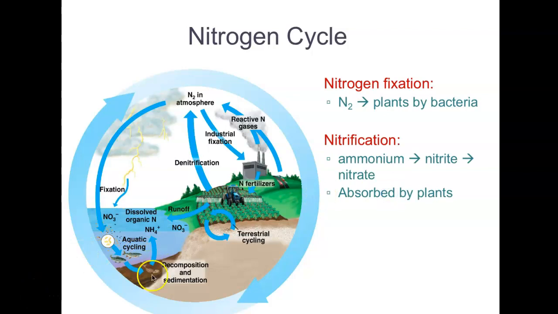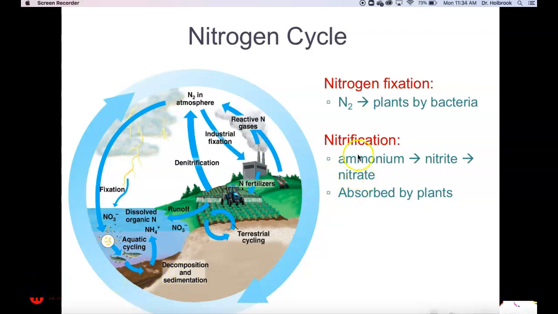So that's pretty cool. And that's happening down here in the soil. What the bacteria is doing is turning this nitrogen into ammonium, nitrite, and nitrate, and that gets absorbed by plants. Bacteria capturing nitrogen from the atmosphere is called nitrogen fixation. And then plants being able to use what's made from nitrogen fixation is called nitrification.